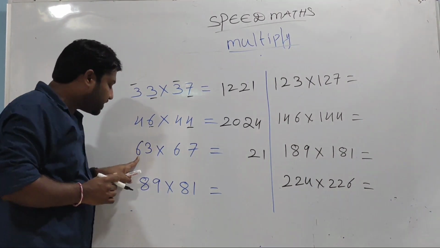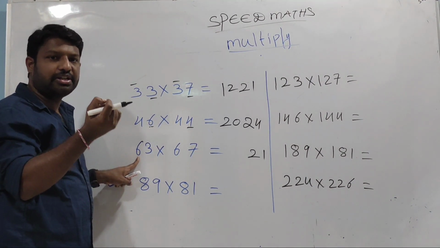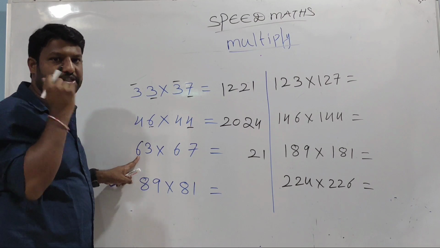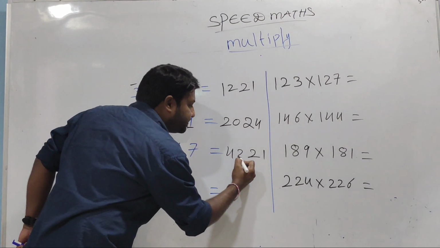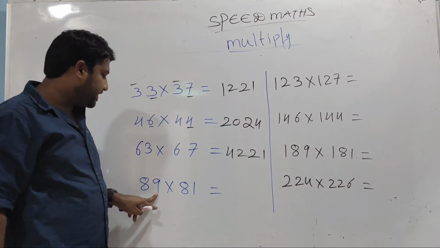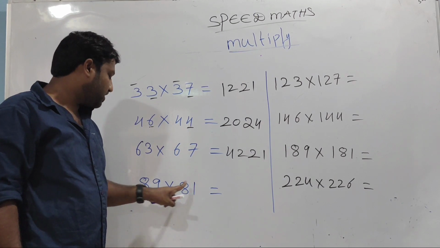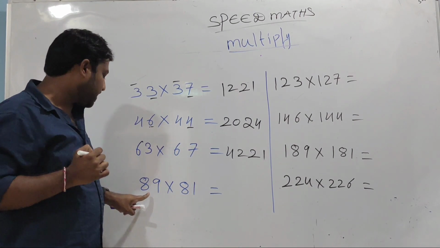After that, next time chestam sir, ikkada 6 undi. 6 tarvata next number enti? 7. So I will multiply that two numbers. 6 into 7 is nothing but 42. Okay. See this. 89 into 81.